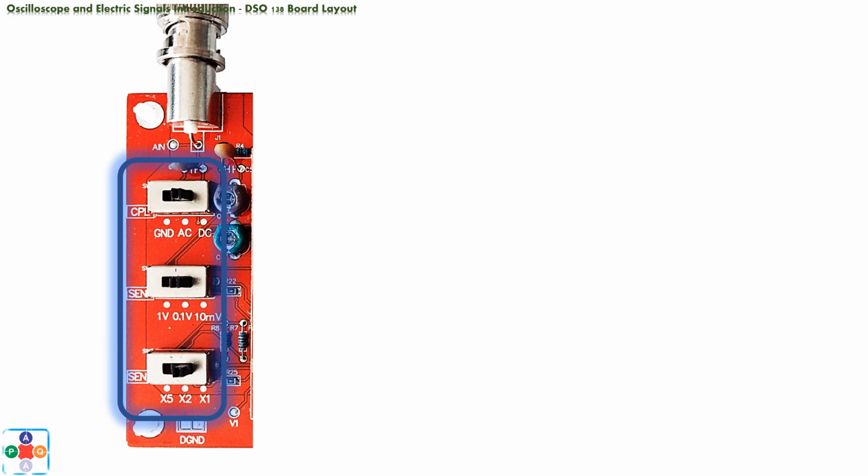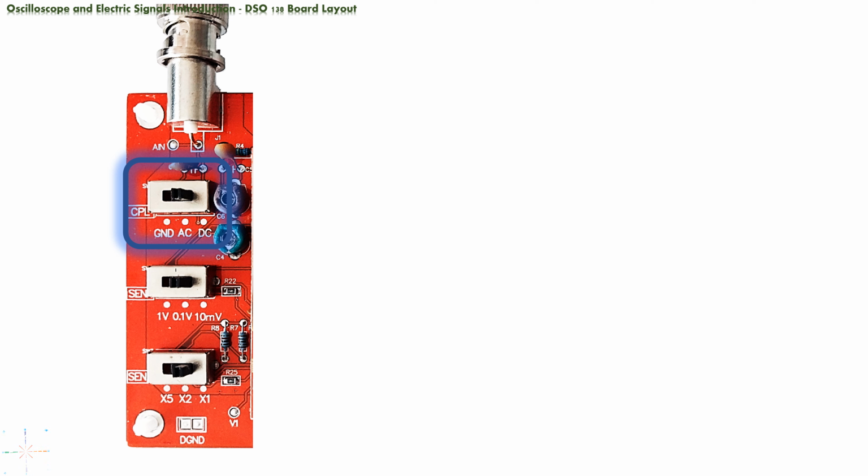On the left-hand side, starting from top to bottom, we have three switches, marked CPL, SEN1 and SEN2. All of these switches are 3-point selectors, meaning they can be in one of three possible positions: left, middle and right. The first, top one, is CPL, which stands for couple selection. When the switch is in the most left position, marked as GND, the input signal from the probe bypasses the oscilloscope and is piped directly to the ground connection of the device. The middle position of the switch, marked AC, is used to display the AC portion of the input signal.